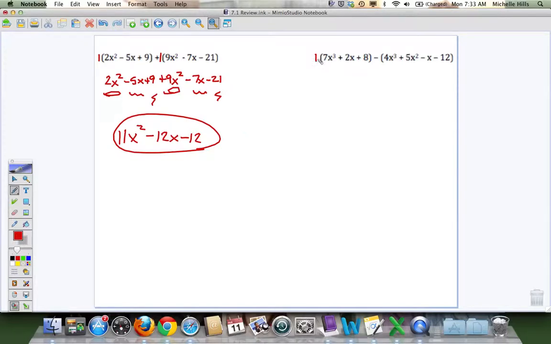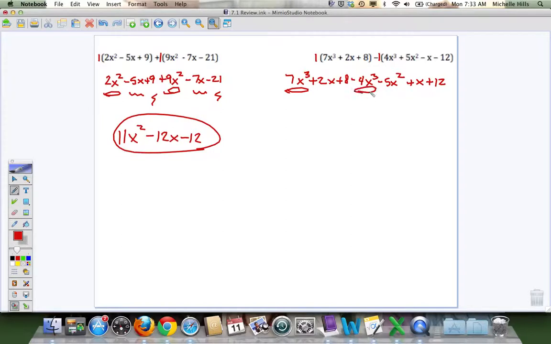Last but not least, a positive 1 in front of the first one, a negative 1 in front of the second. So the positive 1, none of those signs will change. It says 7x cubed plus 2x plus 8. But distributing a negative 1 changes all of those signs. And I need to make sure that I'm careful that I change those signs all the way across when I multiply this by negative 1.